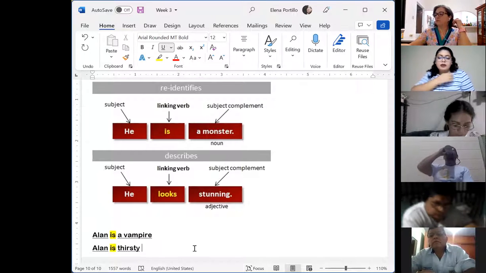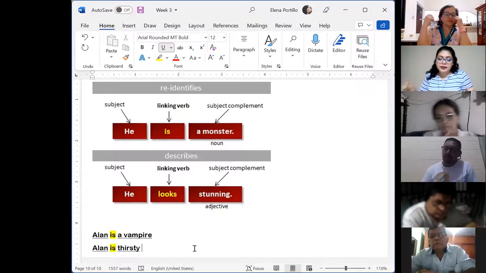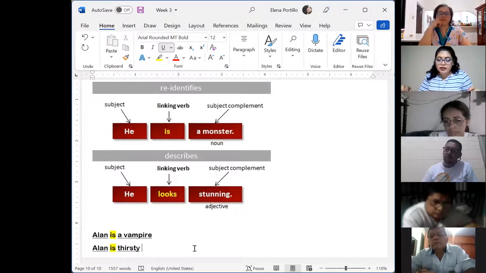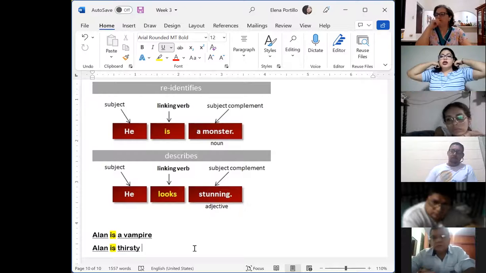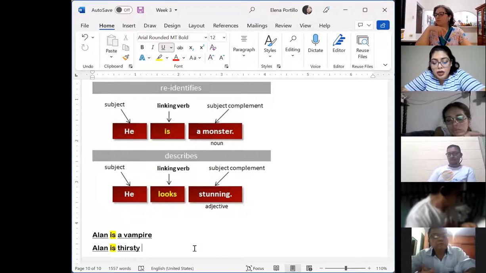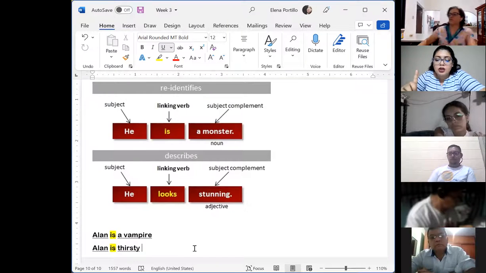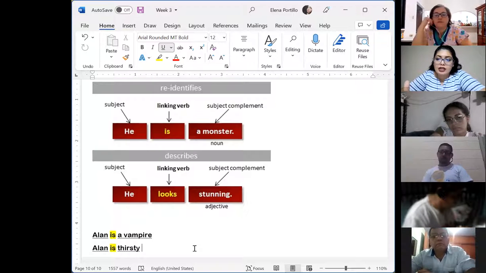And I'm going to write 4 examples. In the next 4 examples, everything after the linking verb is the subject complement. Also, note that a subject complement functions either as an adjective when it is describing or a noun when it re-identifies. En los 4 ejemplos que voy a poner, todo lo que va después del linking verb es el complemento del sujeto y puede funcionar de 2 formas. Cuando está describiendo es adjetivo. Cuando está reidentificando, it's a noun, an adjective and a noun.